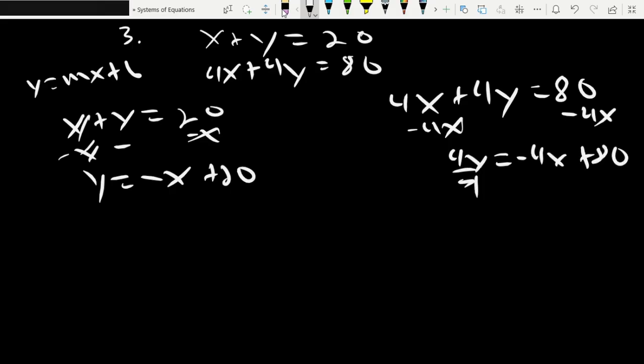And then you have 4. You have 4. Then you have 4. It's going to give you negative 1. So it's going to be negative x, just like the other one. You see the pattern here, guys? So 80 divided by 4 is 20. And these two equations are the same.